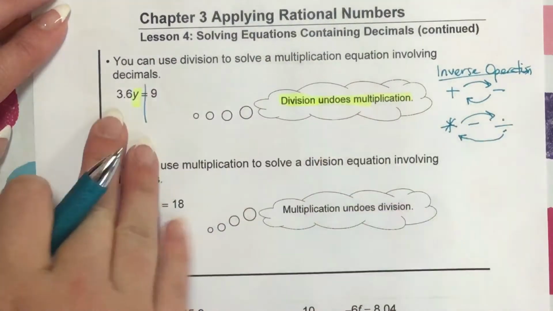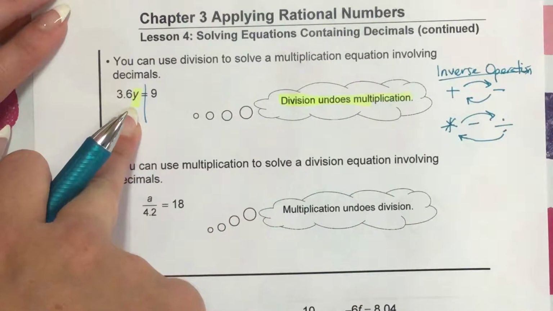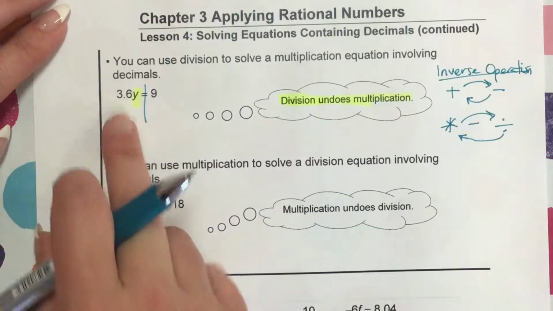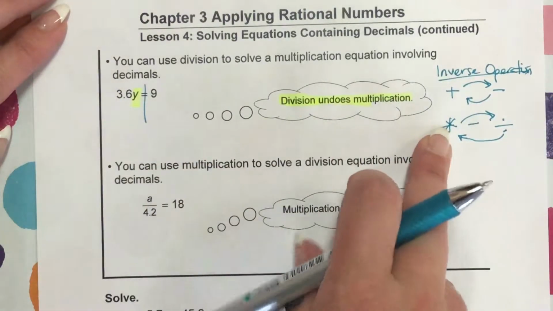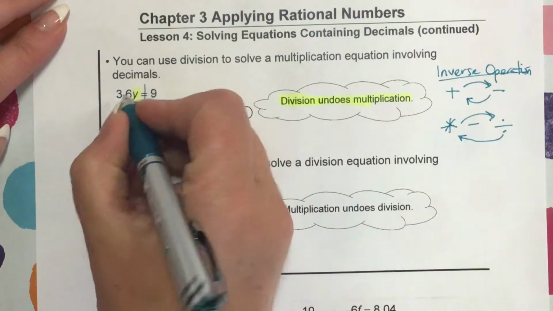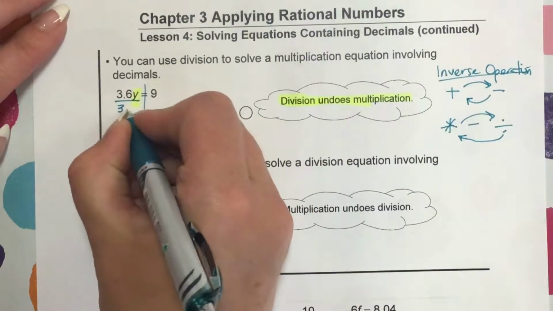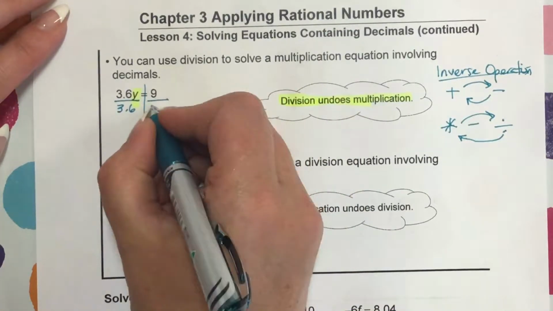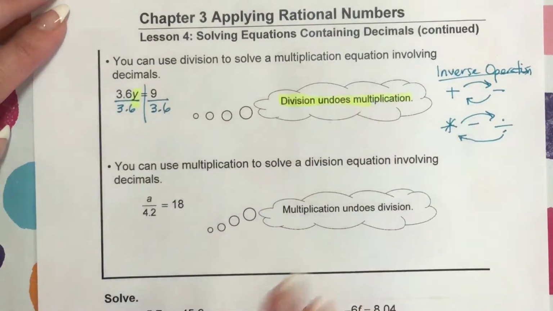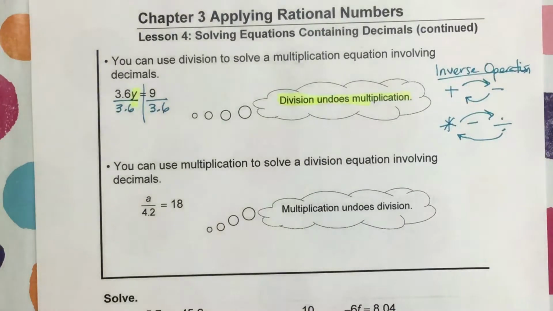So here we go. We are trying to get y by itself. This is 3.6 times y, so we have to do the inverse operation of multiplication, which is division. So we're just going to go ahead and divide both sides by 3.6. And when we do that little line, remember that means division, and we have to do it to both sides of the equation. So now what we have is 9 divided by 3.6.